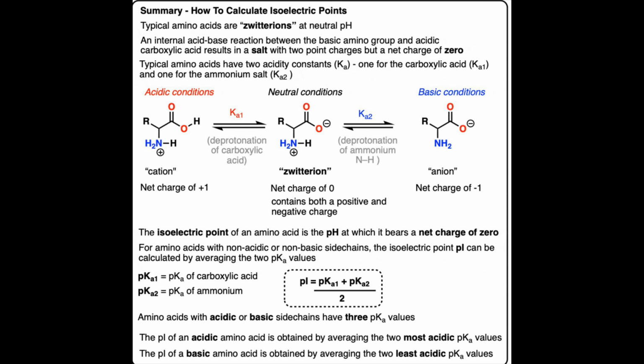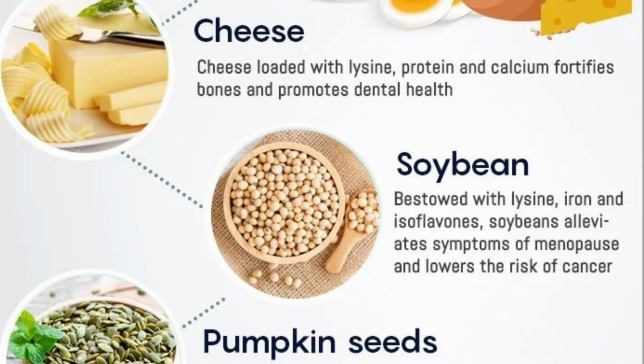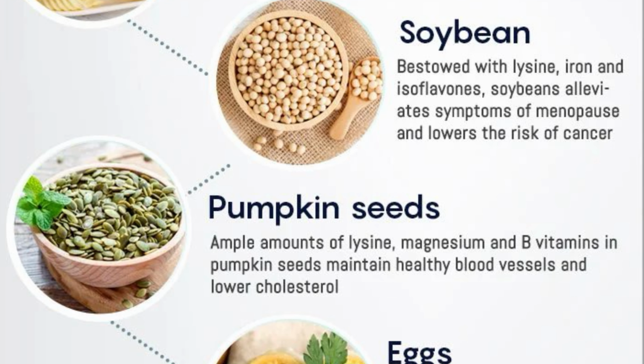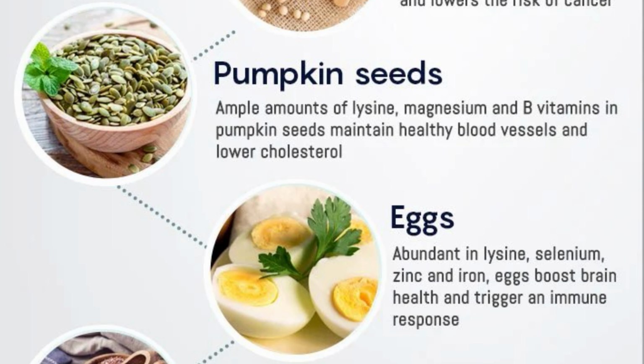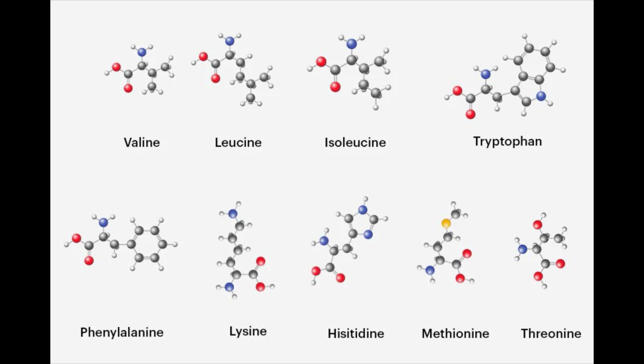And lysine is an essential amino acid, and we do not produce it, so it must come from our diet. Some foods that are high in lysine are cheese, soybeans, pumpkin seeds, eggs, and quinoa. Lysine is one of the 9 essential amino acids, and the 9 essential amino acids are amino acids that we do not produce naturally. So these are amino acids that we would need to take in through our diet.